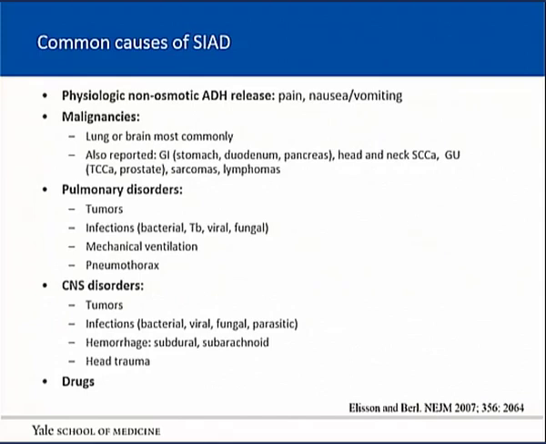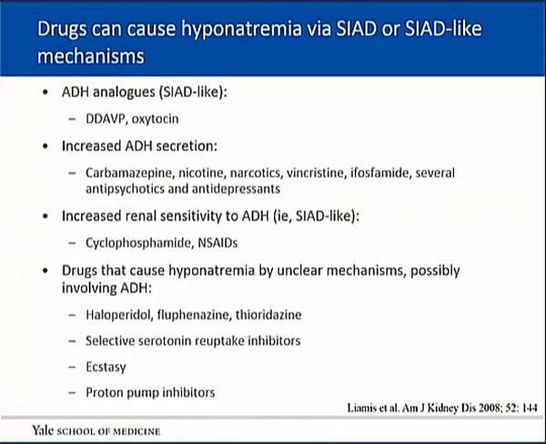And finally, always take a very close look at the drug list. And what this slide does, it gives you a roadmap for common drugs. This is something that I think most of you have looked at in practice. And the interesting part is that there are many mechanisms whereby drugs can cause SIADH, either because they are ADH analogs, that's what happens with DDAVP or oxytocin, or they can increase ADH secretion, they can increase the renal sensitivity to ADH, or they can have mixed or incompletely understood mechanisms. So by several ways, many of these drugs can cause this.